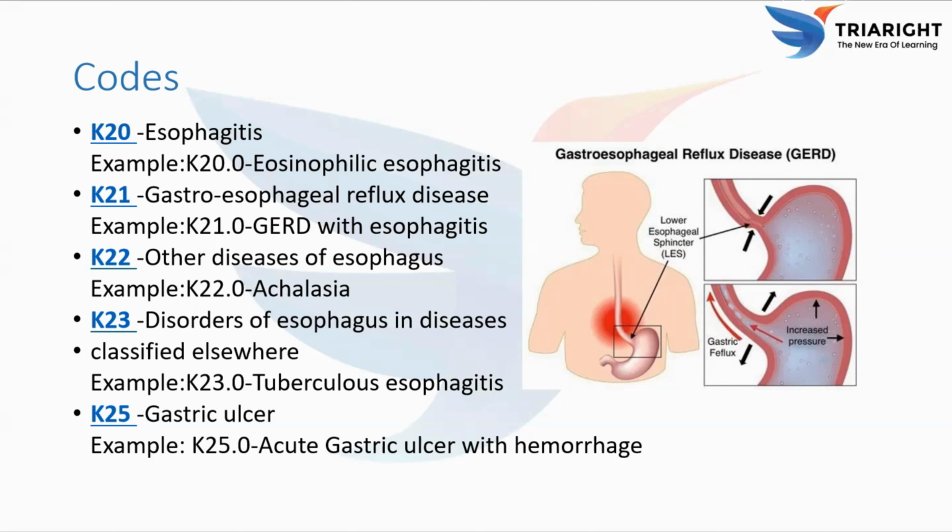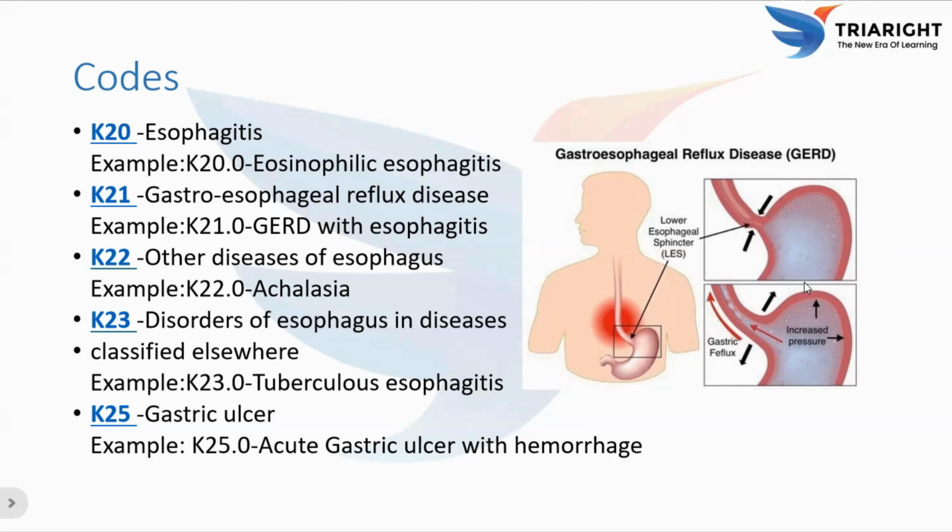So next, coming to K21 code. What is K21 code? It's GERD. So what do you mean by GERD? It's gastroesophageal reflux disease. It occurs when the stomach acid flows back into the esophagus, causing irritation or damage. Here you can see a clear picture of GERD. So this is the stomach.